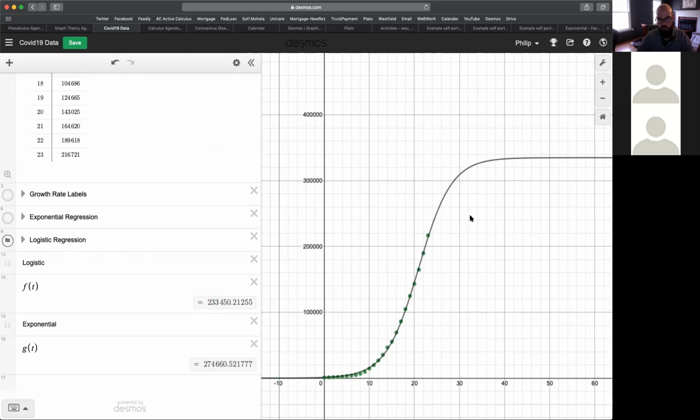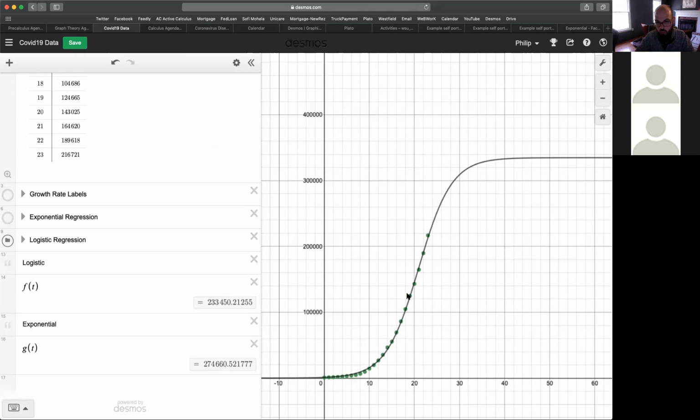So the logistic model looks something like this. You can see that it fits the data pretty well, right? A lot of the green points lie on this curve, and the logistic model would predict that tomorrow there are 233,000 cases. And so over time, what we should see is the number of cases starts to slow down, right? Over time, it should start to slow.